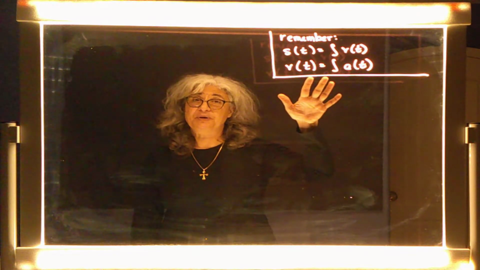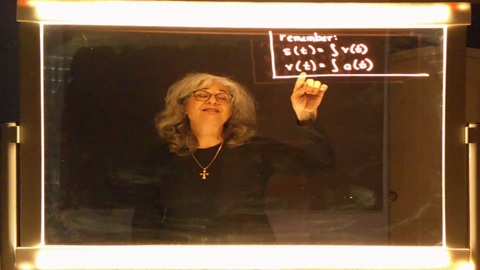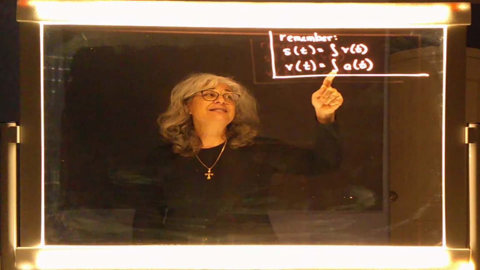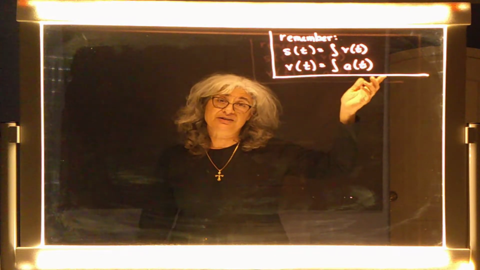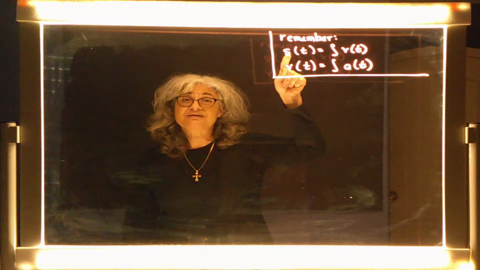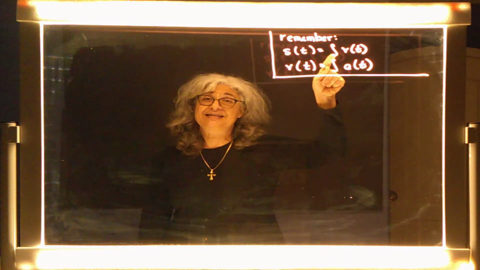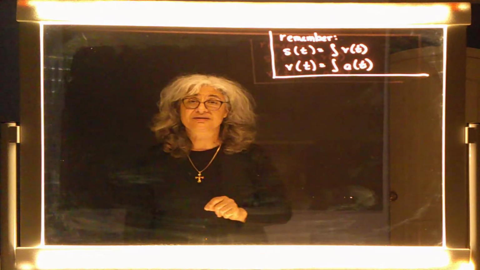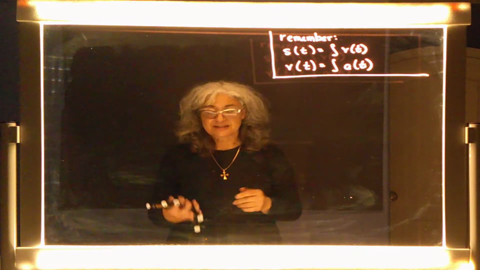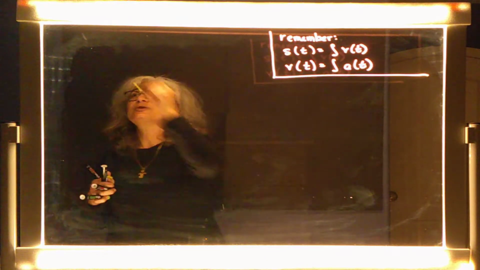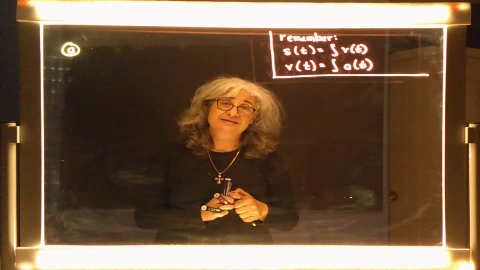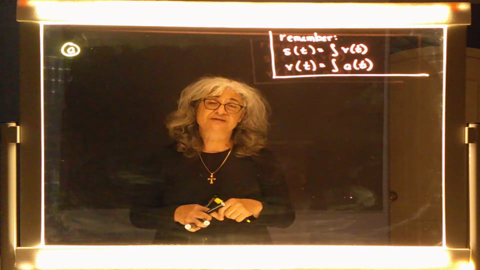So a couple things to remember. To get the velocity, which is how fast the cyclist is going, I need to take the antiderivative of acceleration. To get how far the cyclist is going, I need to take the antiderivative of the velocity. Cool? Okay. So let's get to part A first. Let's just deal with part A. Part A says how fast is that cyclist traveling after 25 seconds?